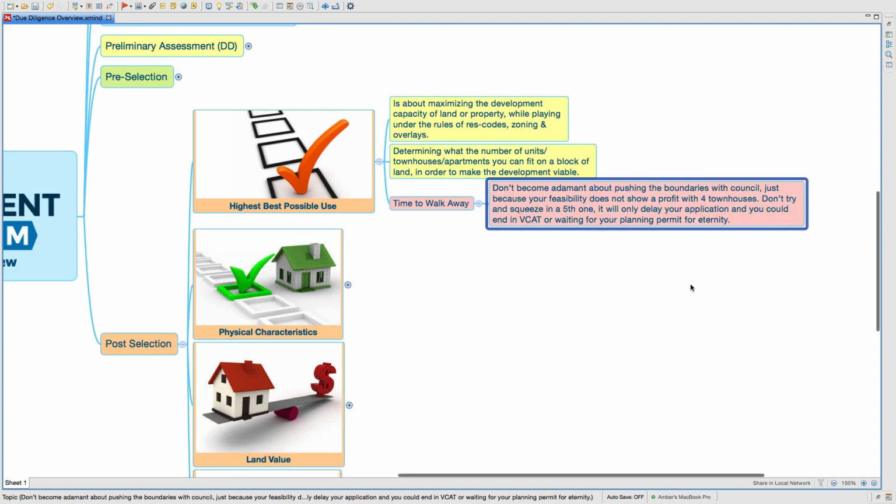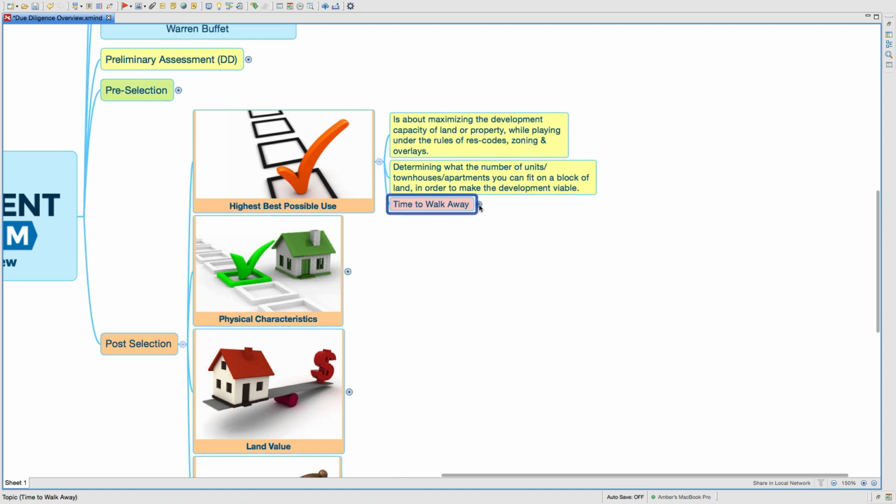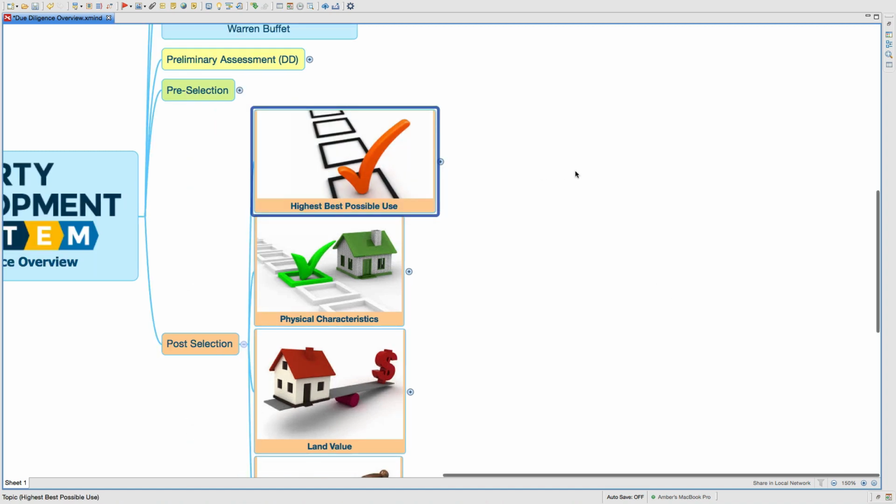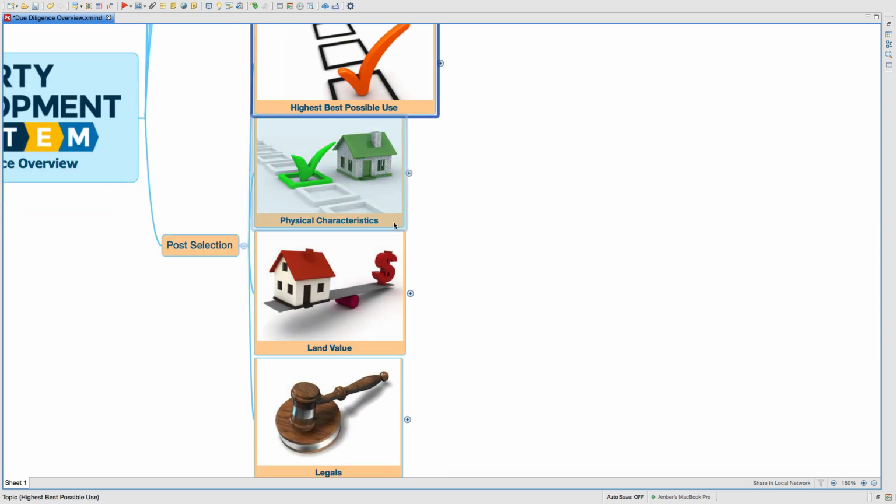Don't become adamant about pushing boundaries with council. That's a big no-no, because just because your feasibility does not show a profit with 4 townhouses, don't try and squeeze in a 5th one. It would only delay your application, and you could end up in VCAT in Victoria, or you'll end up waiting for your planning permit for eternity. So it could be delays, and all these things happen when you try and squeeze in more than what the res codes would actually allow.